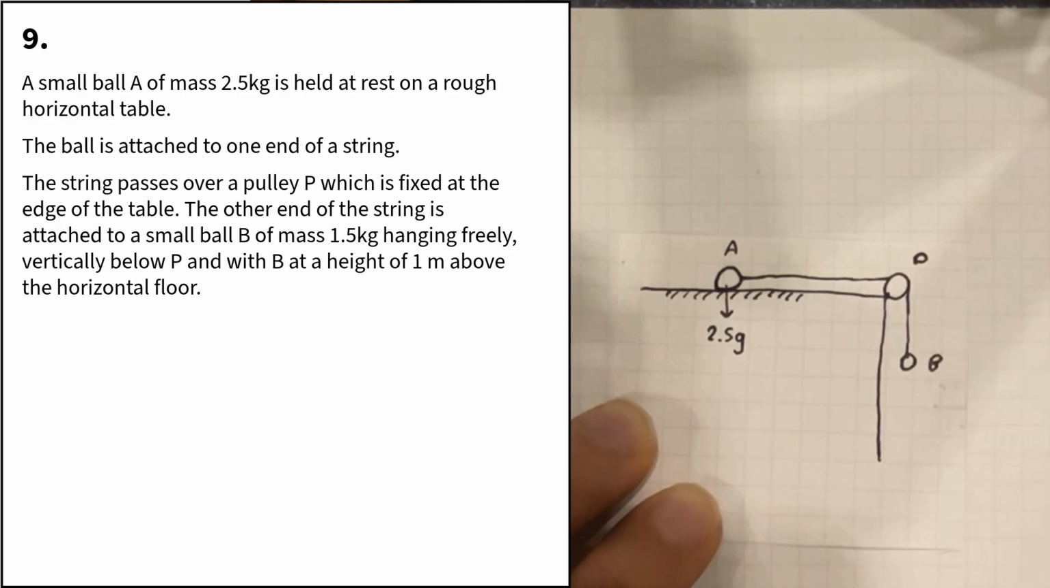And I'm going to add on the weight of B. So the mass is 1.5, so the weight is 1.5g. Just like this. And it also tells us that it's hanging above the ground 1 meter. So I'll just add this onto the diagram as well, like this, and then just drawing the floor here.